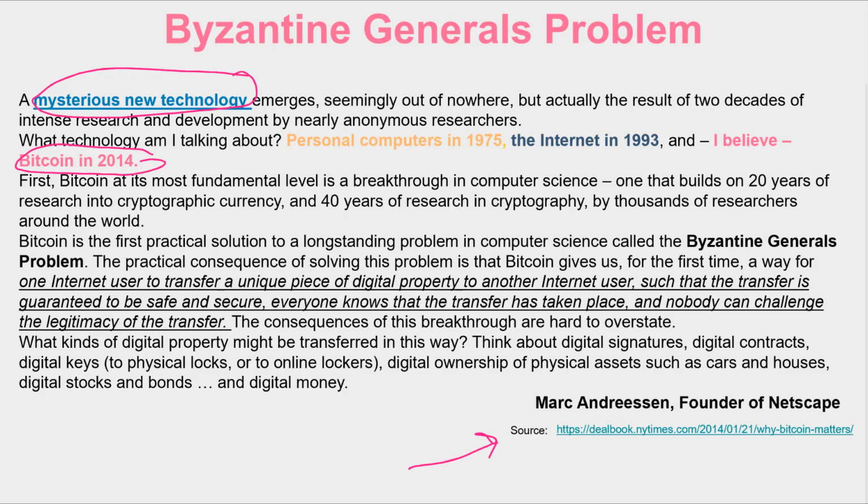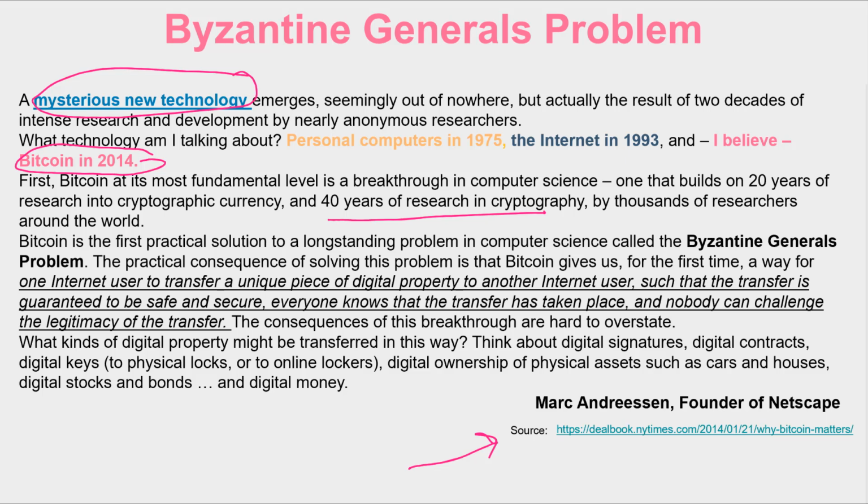No, there's a whole bunch of research behind the technology, almost 40 years of cryptography at the back of it. But Bitcoin is the first to provide a practical solution to this problem, known as the Byzantine Generals problem. It means how to create trust in a trustless system, right?